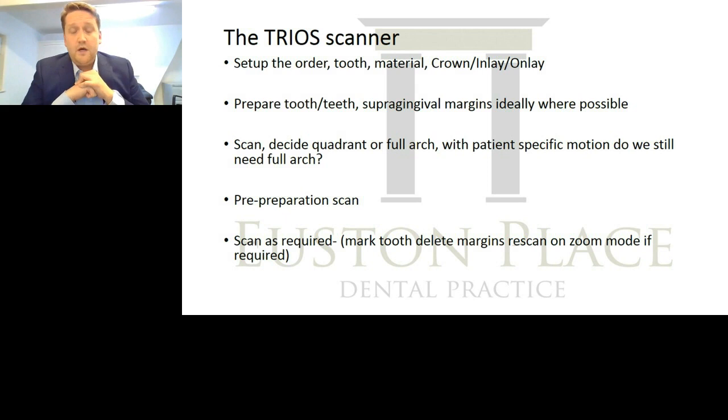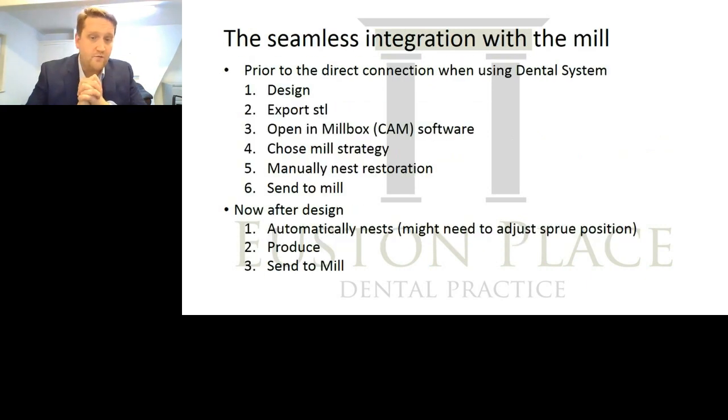With regards to the mill, as I was saying previously, with dental systems, what we had to do was design, export it, open it into the CAM software, choose a milling strategy, manually nest the restoration, and then send it to the mill. So lots of stages to get to the final milling process. Now with the Trios Design Studio, you automatically nest it, and you just click produce and send to the mill. So it's sort of 3 clicks to get you to the final milling stage, so that's a lot easier and quicker than it was previously.